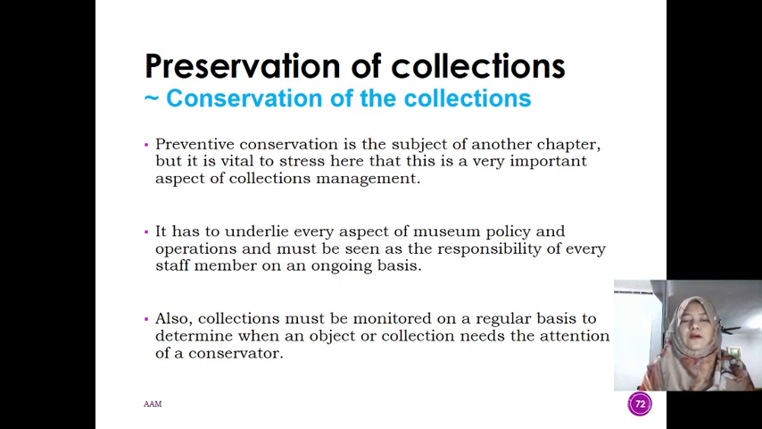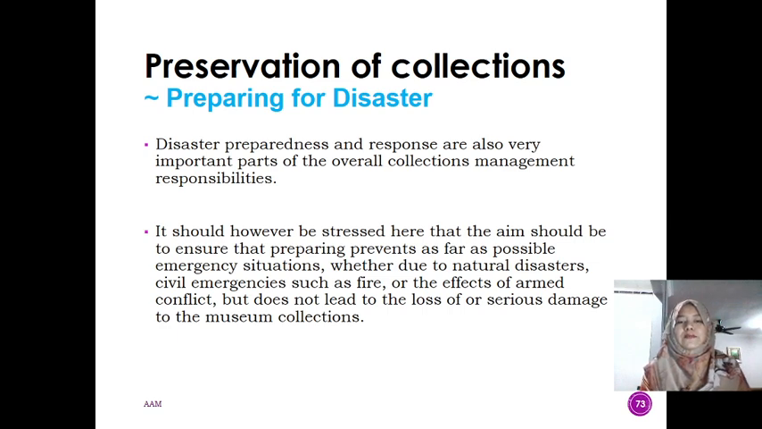Next is the conservation of the collection. Preventive conservation is the subject of another chapter, but it is vital to stress here that it is a very important aspect of collection management. It has to analyze every aspect of museum policy and operation and must be seen as the responsibility of every staff member on an ongoing basis. So this is an ongoing process. Also, the collection must be monitored on a regular basis to determine when an object or collection needs the attention of the conservator. Then the last one is preparing for disaster.